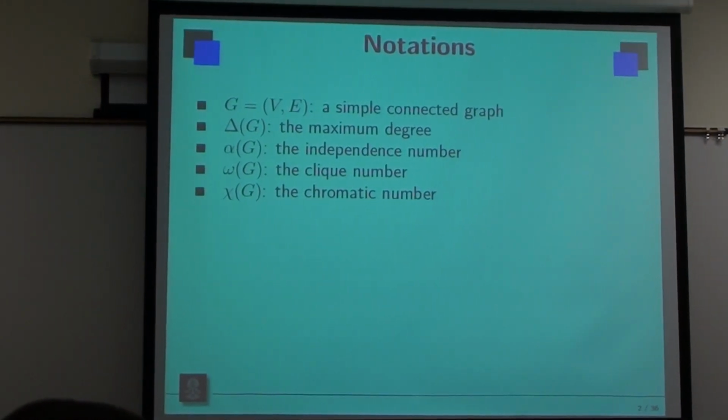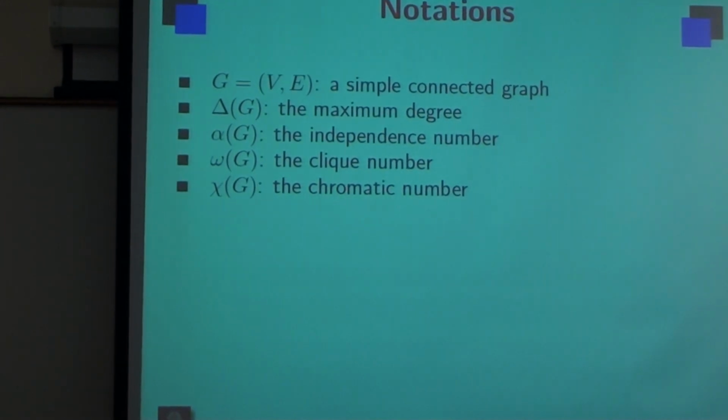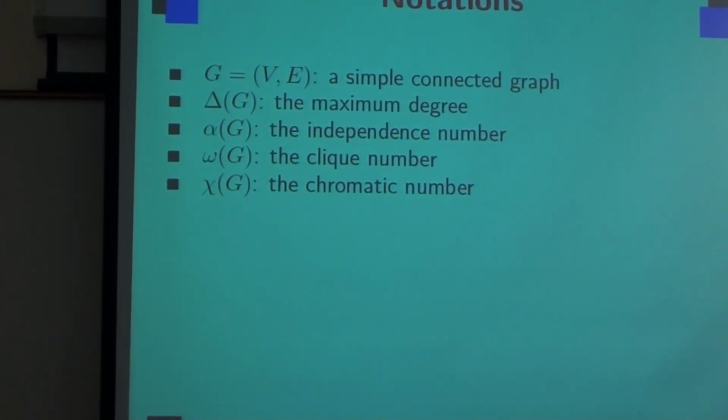Chi of G is the chromatic number. What's a clique? A clique is just a complete graph. You take an induced subgraph and see that it's complete.